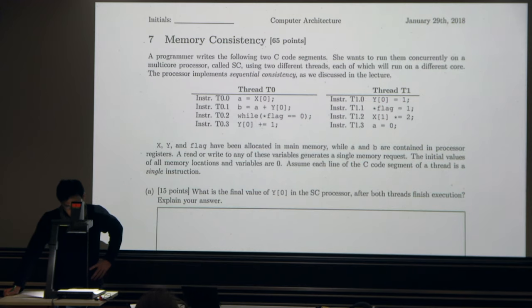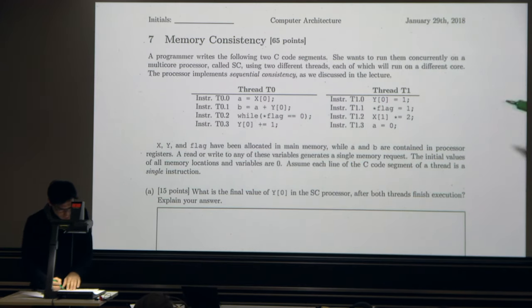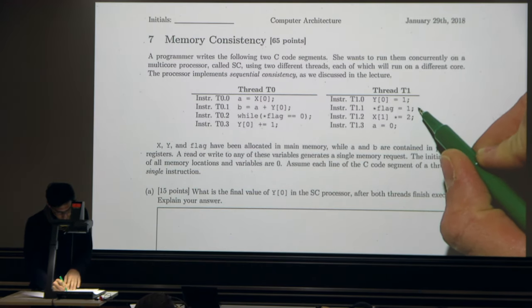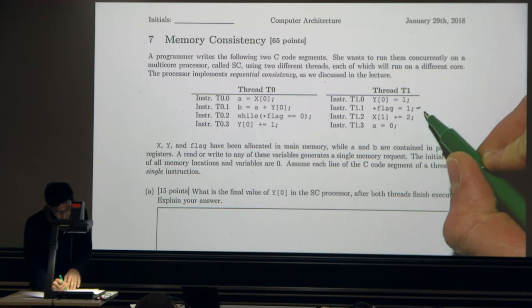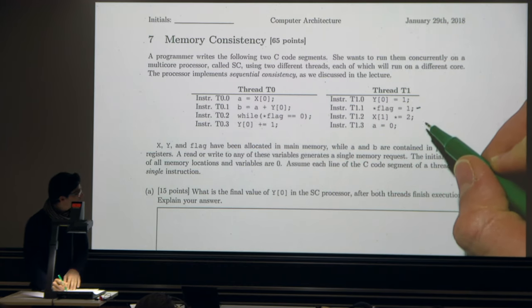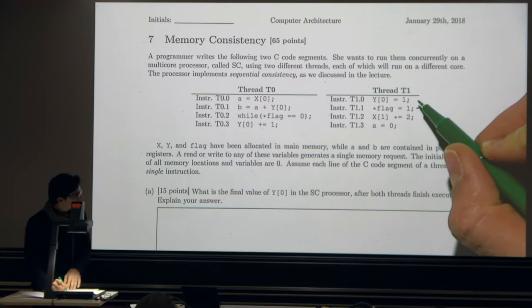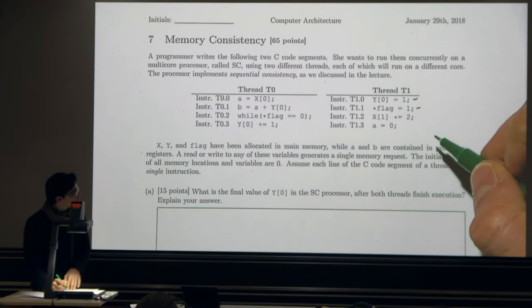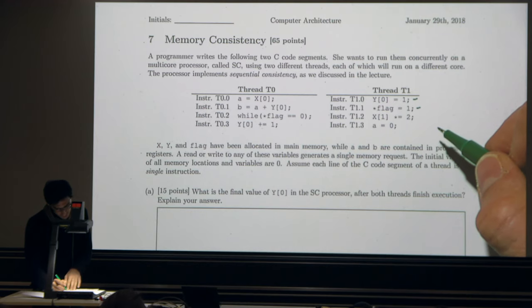And that's very important in this processor to confirm that this update here by instruction T11 is going to happen after this one here from instruction T10.